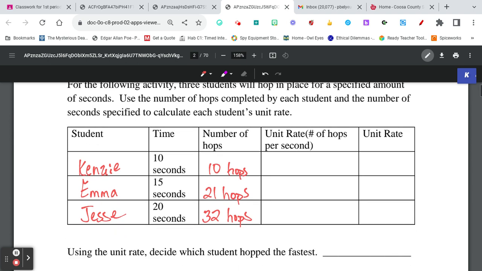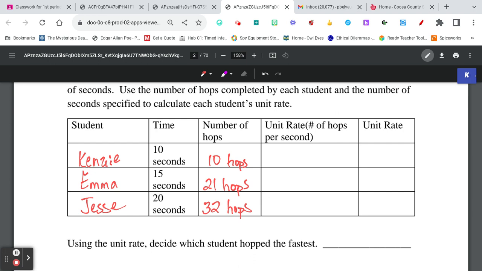So, say for instance, we want to see who hops the fastest between three students. Kenzie hopped for 10 seconds, and in those 10 seconds she hopped 10 times. Emma hopped for 15 seconds, and in those 15 seconds she hopped 21 times. Jesse hopped for 20 seconds, and in those 20 seconds he hopped 32 times. If I ask you who hopped the fastest, it's hard right now because they all hopped for different times.